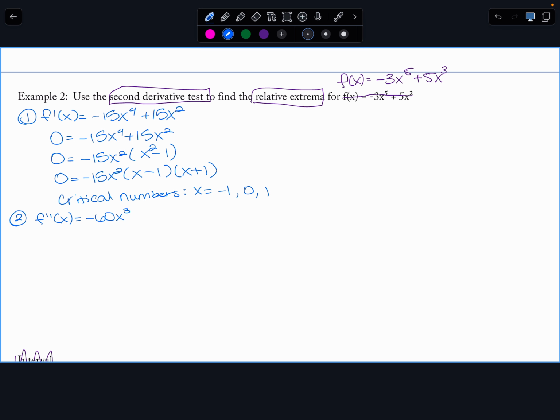So negative 60x cubed plus 30x. And I like it in the factored version because I'm going to just need to know whether or not I'm positive or negative. So I'm going to factor it out just because it'll make life a little bit easier.